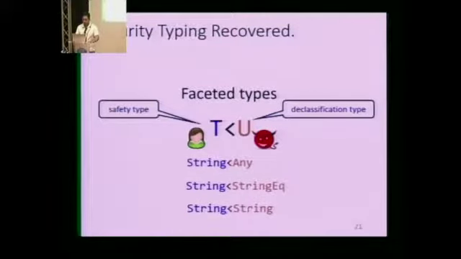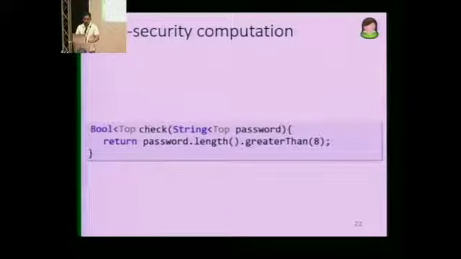This is the way that we write security types in this new language. So now we can write again the check function. We can receive, in fact, a string which is secret with the declassification top, and we can return a Boolean, which is a secret.